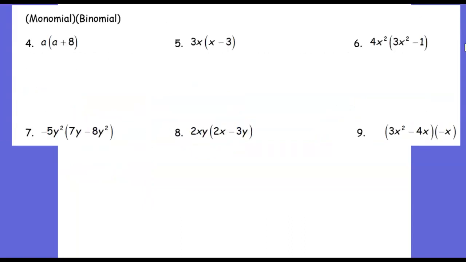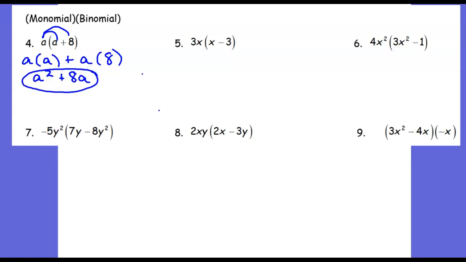Okay, so now we've got a binomial, and this is where we're going to distribute. So we're going to take a times our a plus a times our 8. Sometimes I draw the lines, and sometimes I kind of write it out. So a times a is a squared, and a times 8 is 8a. We always like to put our coefficient first before the variable. All right. With number 5, I'm going to multiply 3x times x, and then I'm going to take 3x times -3. So we'll get 3x squared minus 9x.